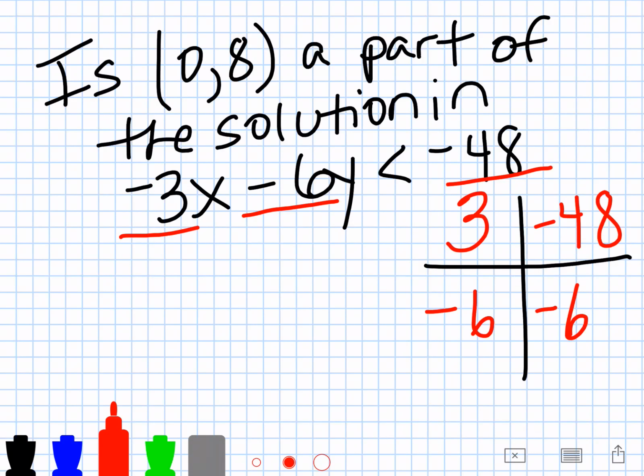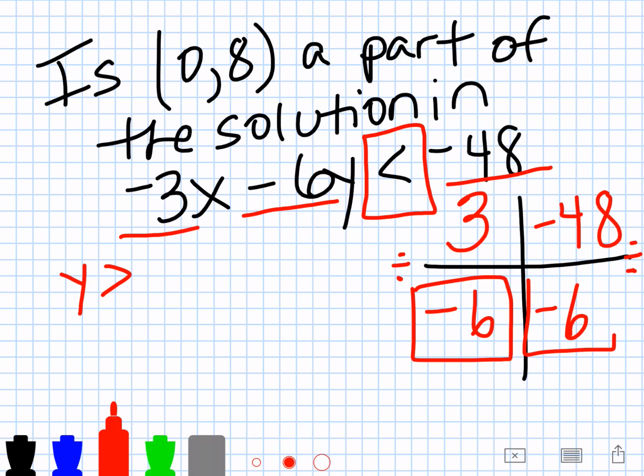Now remember, you're going to be dividing from top to bottom. And since we're dividing by a negative number, we have to remember to flip that inequality symbol. Whenever you write your answer, you have to flip it. So now our answer is going to be y is greater than, because we flipped it, because we're dividing by a negative 6. So 3 divided by a negative 6 will give you a negative 1/2.